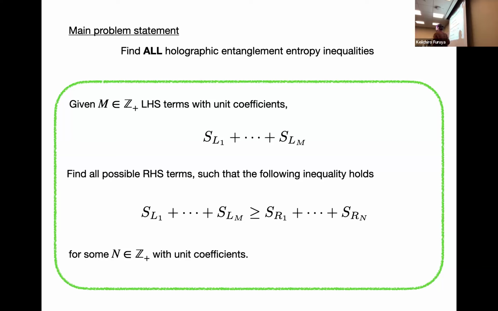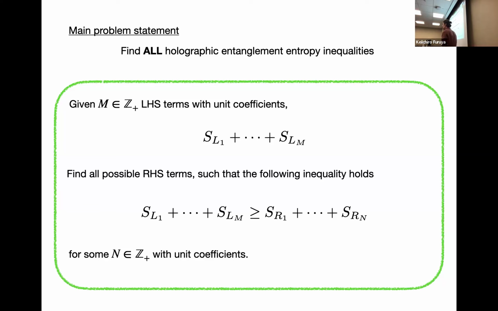Are they disjoint? Li and Lj, are they disjoint? No, they don't have to be. They can overlap. L1 could be AB, L2 could be BC. Exactly. So this is the input of the problem, and what we want to do is find all possible right-hand side terms. So all possible convex combinations with unit coefficients, where you have R1 to Rn. So you have n terms with n a positive integer. Again, the R's are defined similarly to the L's. So R1 can be AB and R2 can be BC, and they can have overlap.